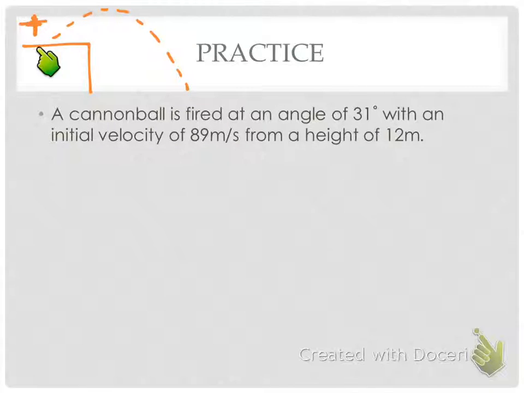So now instead of rolling off the cliff, we're launching it off the cliff. So we don't have just a straight rolling projectile anymore. We've got a launch. Okay. So the first thing we have to do is break down that initial velocity vector.